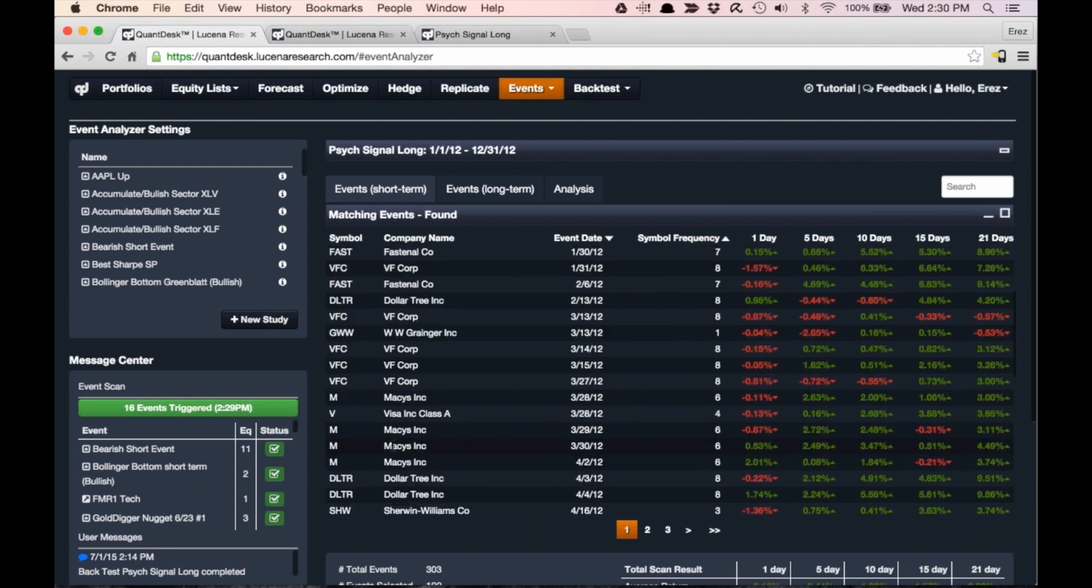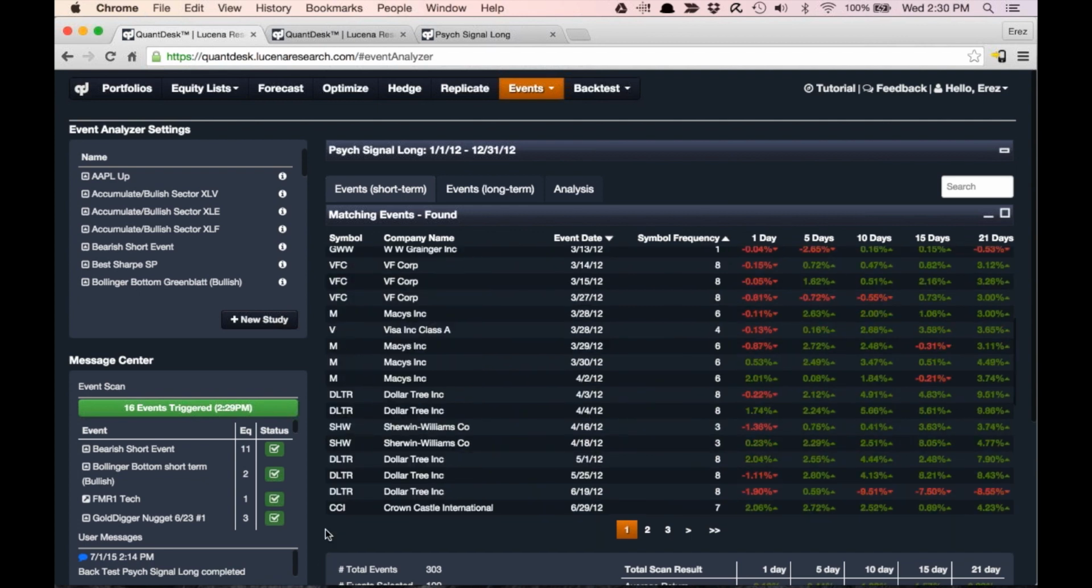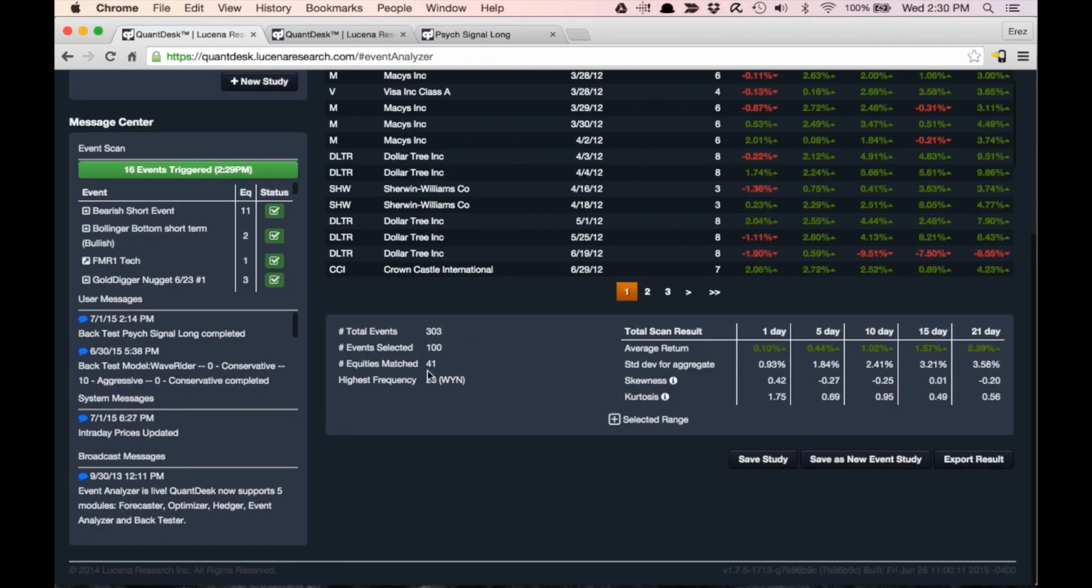Now, what you see on the bottom here is an aggregate of all the events that took place that met the criteria during 2012. There are 303 of them. And what was the average price move from 1 day to 21 days thereafter? You can see that on average, there's definitely a bias to the upside as you move along the number of days. And you can see here the margin of error that ranges from 93 basis points to 3.58% as you move on.